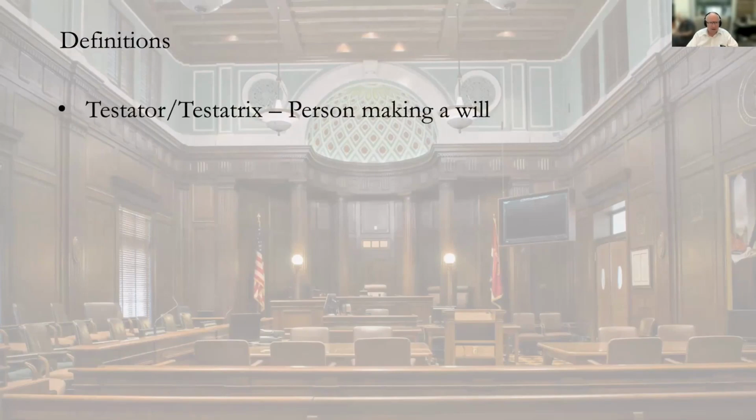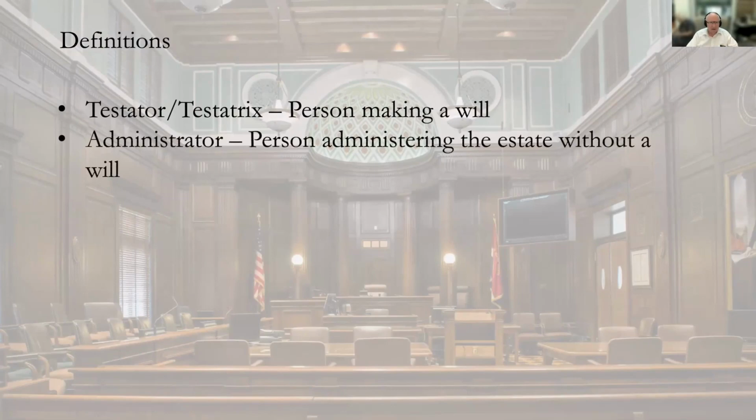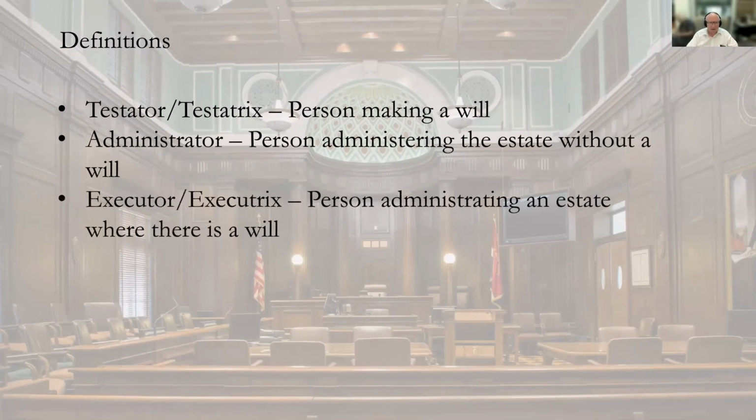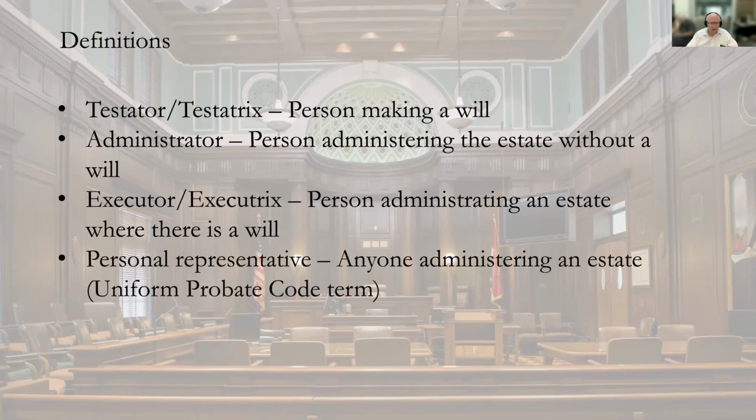A testator, testatrix, is the person that makes the will. An administrator is the person administering the estate without a will. An executor or an executrix, the female version, those have been discontinued long ago, but they're still around in history, so you have to know about them, is the person administering the estate if there is a will. And a personal representative is anyone administering an estate, under the Uniform Probate Code.